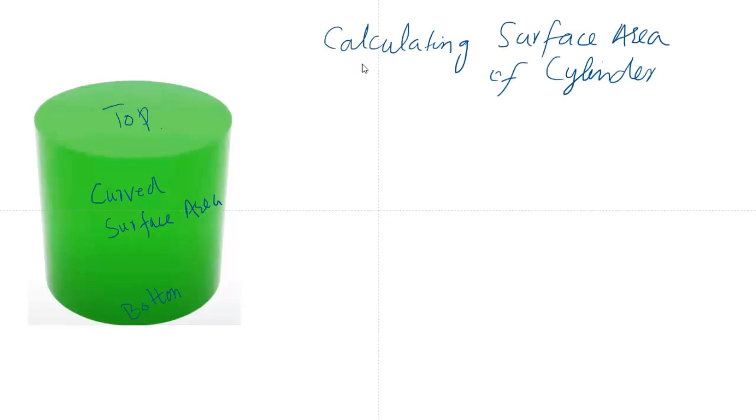To calculate the surface area of a cylinder, there are two ways or two methods. One is called the PRISM approach, and the second is called the NET approach. So let us discuss both of them one by one.